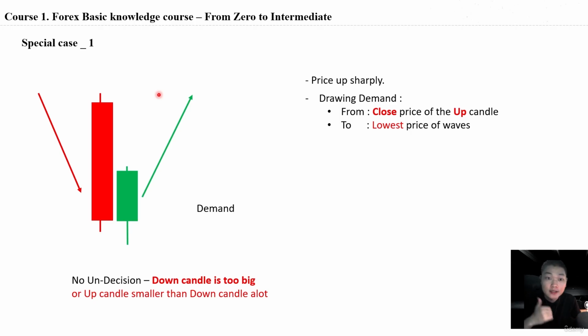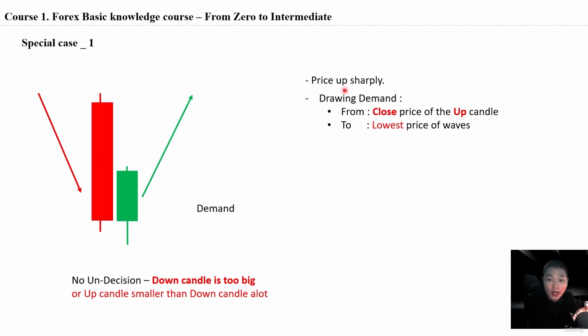And this is the special case. You can see that from the left side to the downside, the first candle is very big and the second candle is quite small compared with the first candle. How can we draw the supply and demand zone? For this case, it is a demand.